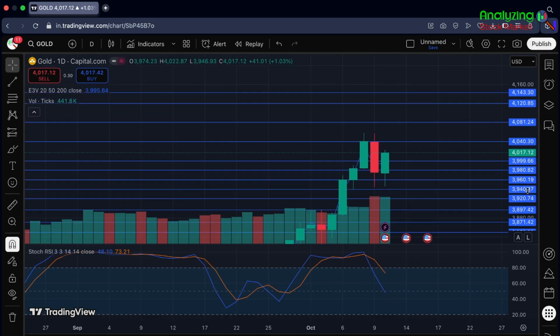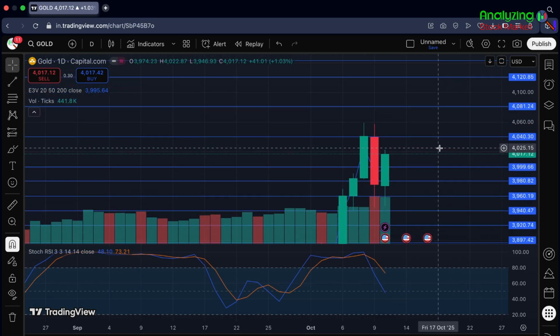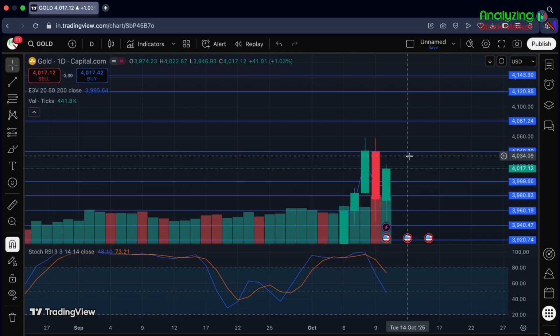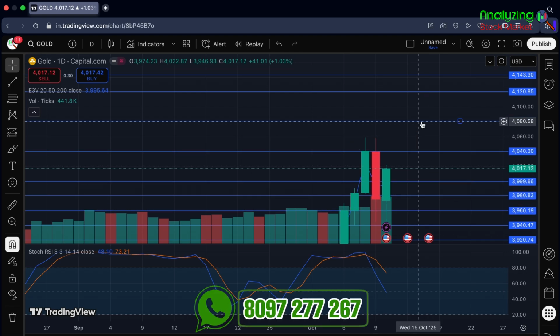Currently, if I talk about the closing, 4017 was the closing. Here the direct support is 39.99. Here the direct resistance is 40.40. After the direct support, there is a support of 39.80 and then 39.60. After the direct resistance, there is a resistance of 4081 and then 4120. So these are the important support zones and resistance zones that will help you to take better stop loss and target levels according to your bias.